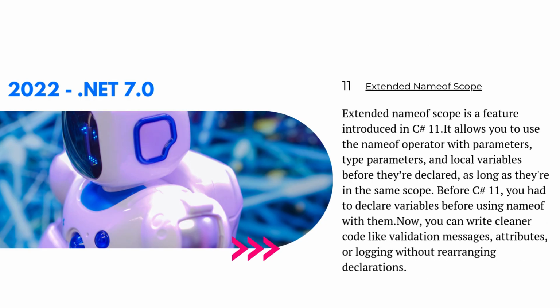Extended nameof scope is a feature introduced in C# 11. It allows you to use the nameof operator with parameters, type parameters, and local variables before they're declared, as long as they're in the same scope. Before C# 11, you had to declare variables before using nameof with them. Now, you can write cleaner code like validation messages, attributes, or logging without rearranging declarations.